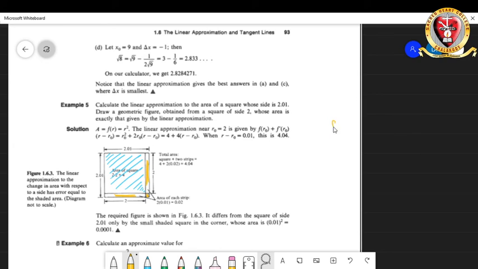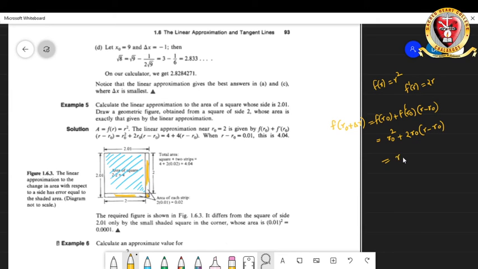So we have f of r naught plus delta r equal to f of r naught plus f dash of r naught into r minus r naught. We are just replacing x with r in the linear approximation definition. This is the linear approximation. So instead of f of r naught, you have r naught square, because f of r is defined as r square, and f dash of r is 2r. So f dash of r naught will be 2r naught into r minus r naught.